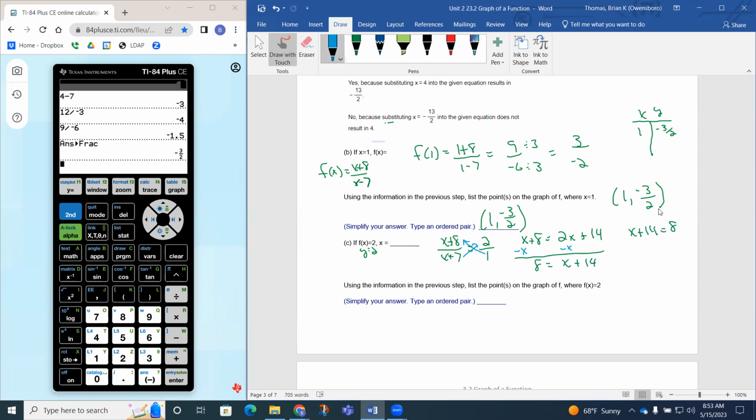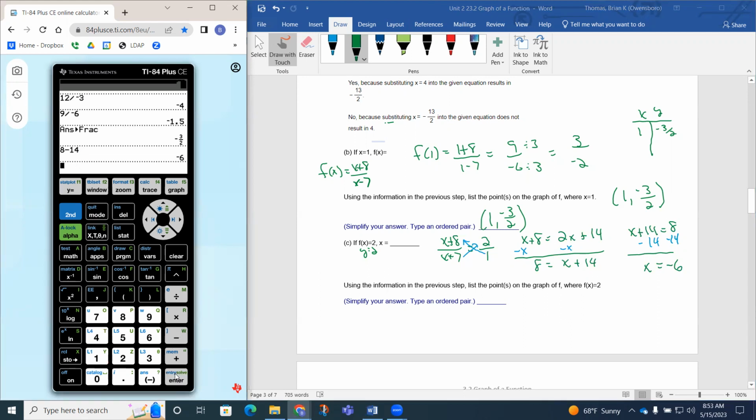So again, if I finish this off, I can get x by itself by losing 14 on both sides. That's the property of equality. And we end up with x equals, and then 8 minus 14 is the math, and that would be a -6. If I want to double check myself, I could put 8 minus 14 into the calculator. That does give me -6.